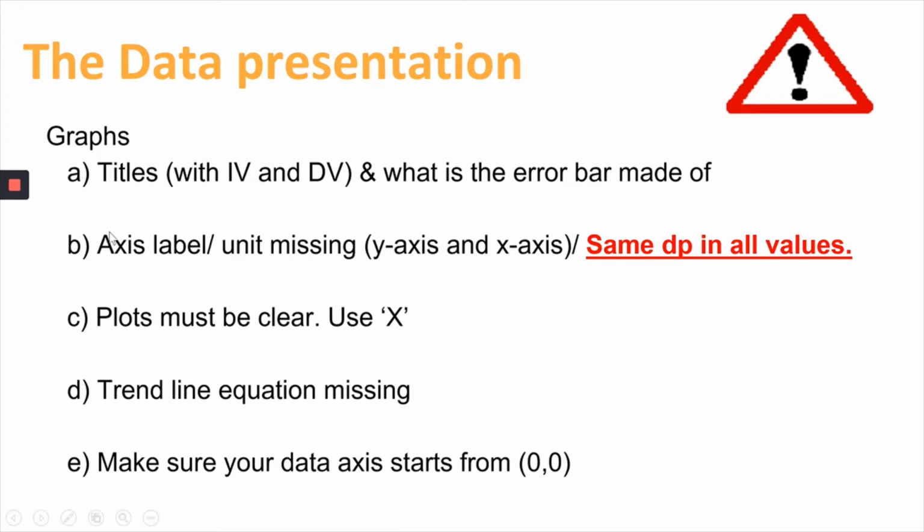The second thing is about the axis. Make sure that your label makes sense, is detailed enough, and also includes the unit. Another common error among students is that they forget to check whether they have the same decimal place on the axis. For example, the origin is 0, then the next one is 1.0, and then 2.0. That's a problem because the origin is not 0.0. All the data on the axis should have the same decimal place.